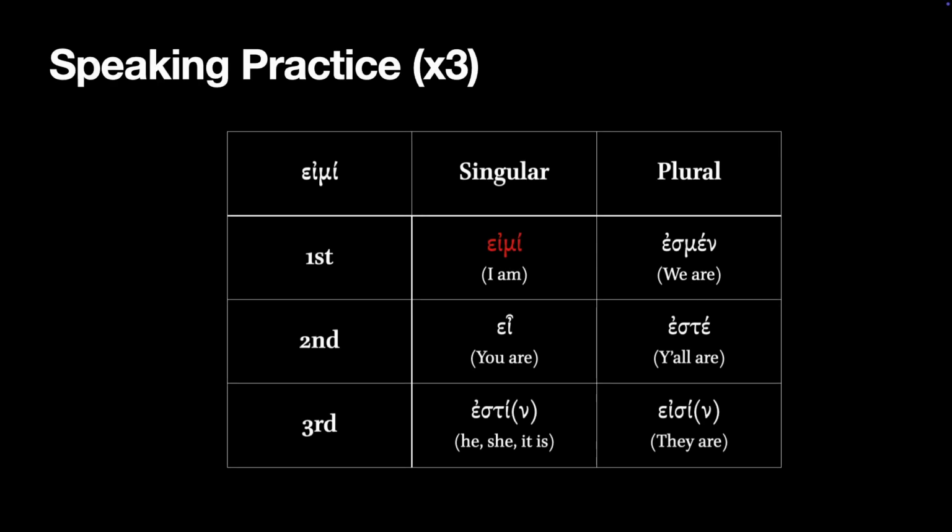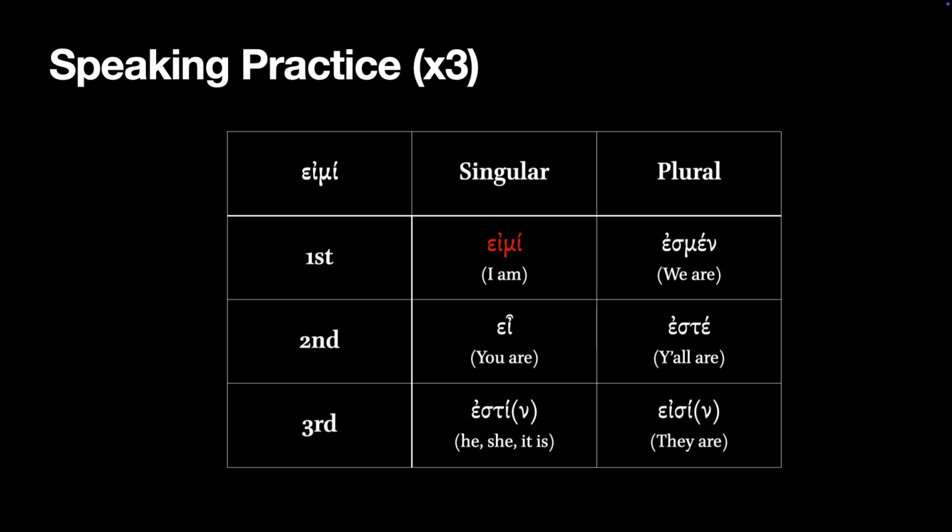Just as we did with the primary suffixes, we're going to practice together speaking these forms of eimi, the present indicative forms of eimi, together 3 different times. The first time I'll go slowly, you'll repeat after me. The second and third time I will go a little bit faster and we'll say them together. So let's go ahead and jump in.